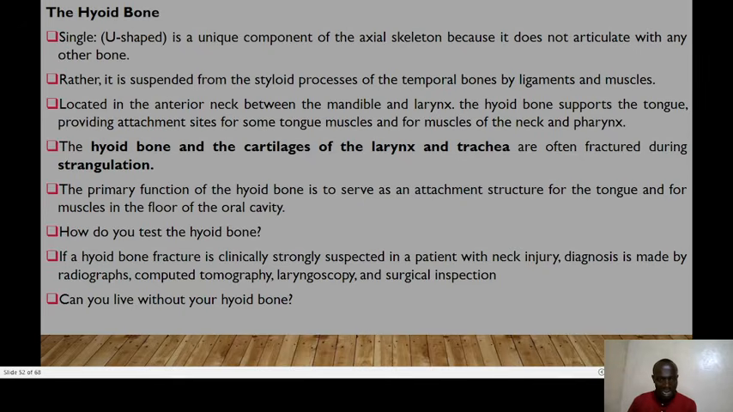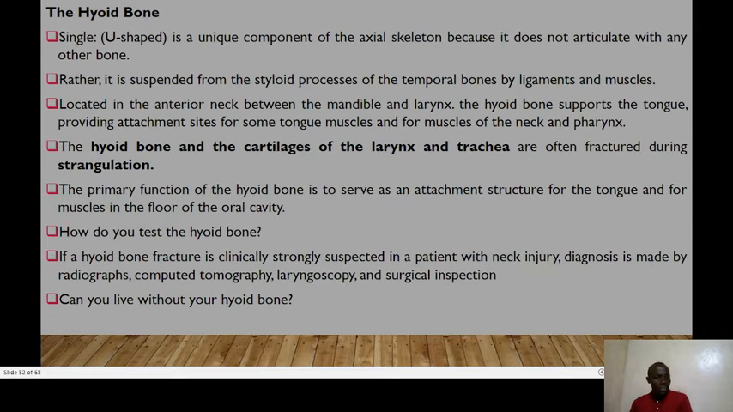The hyoid bone and the cartilage of the larynx and the trachea are often fractured during strangulation. So the primary function of the hyoid bone is to serve as an attachment structure for the tongue and for the muscles of the floor of the oral cavity. So how do you test the hyoid bone?